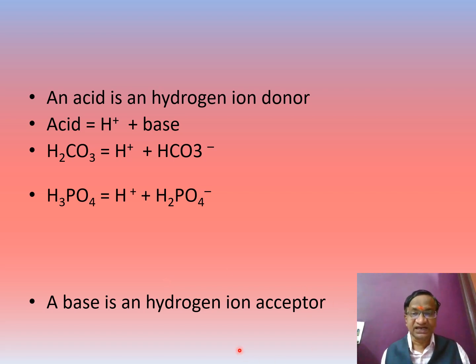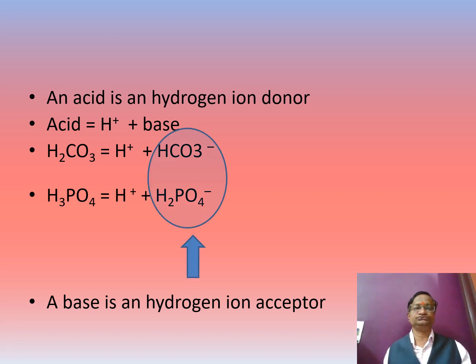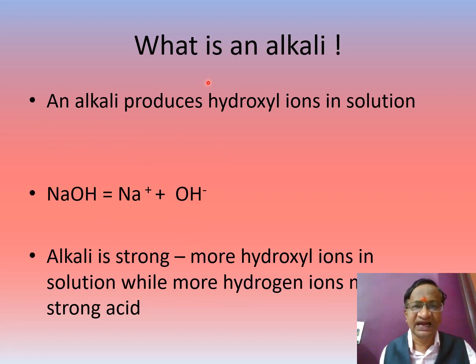A base is a hydrogen acceptor. Now you see, this will accept this and become this. That is what a base is. An acid is a hydrogen ion donor. A base is a hydrogen ion acceptor. Now these are bases.